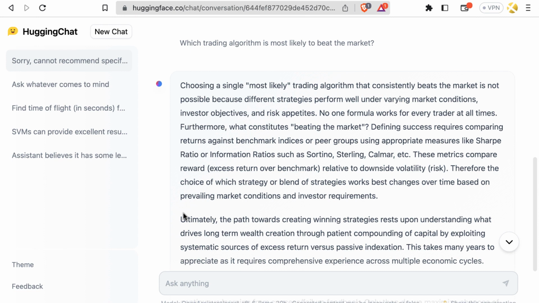Defining success requires comparing returns against benchmark indices or peer groups using appropriate measures like Sharpe ratio or information ratios such as Sortino, Sterling, Kalmar, etc. These metrics compare reward, excess return over benchmark relative to downside volatility, risk. Therefore, the choice of which strategy or blend of strategies works best changes over time based on prevailing market conditions and investor requirements.